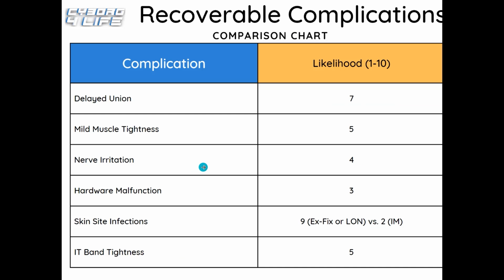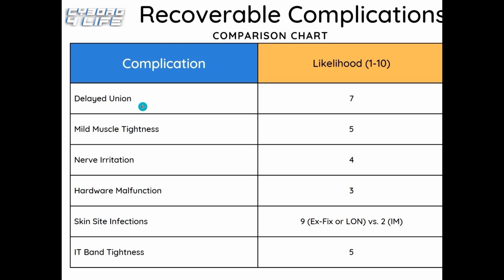Now we're going to talk about the recoverable complications comparison chart. Same thing, we have two columns, the complication and the likelihood that it might happen, because these are more common than the other ones that we talked about, especially the avoidable ones, which shouldn't happen too much. For delayed union, that gives us 7 out of 10. Look, it happens more often than not. I've gotten a lot of emails. Patients say, hey, my bone's taking a long time to heal, or sometimes they don't get their nails out until 1.5, 2 years because the bone wasn't ready.